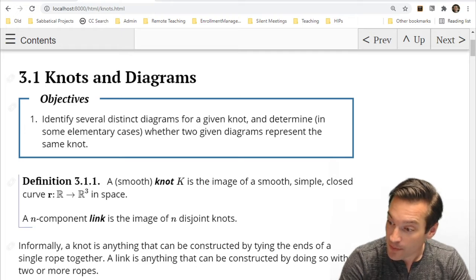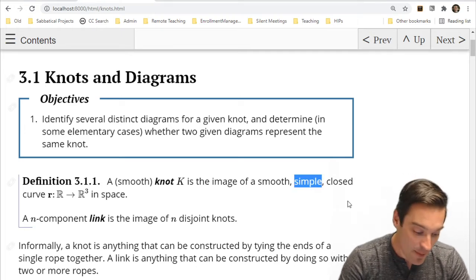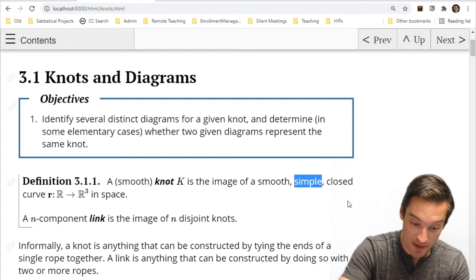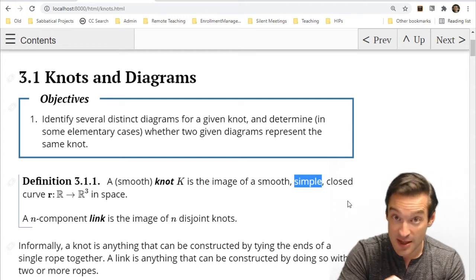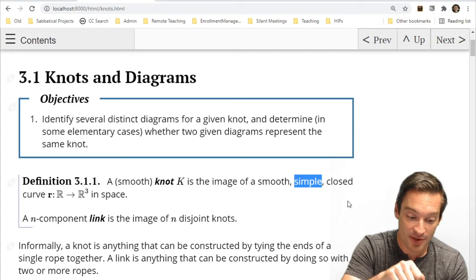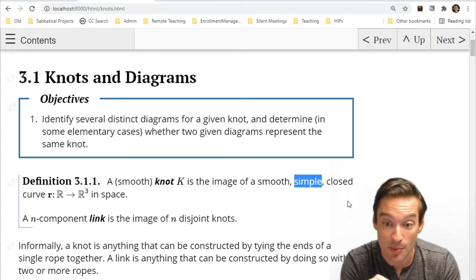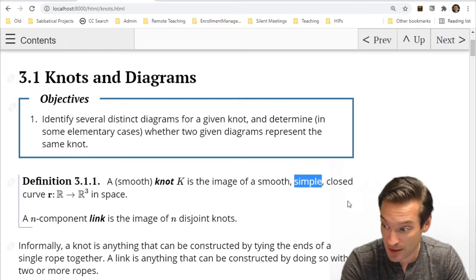It's simple in the sense that we can't make this curve cross itself, right? We can't have it literally self-intersect. We can't have a point in three-dimensional space which is on the curve twice. Every point that is on this curve is on it exactly once.